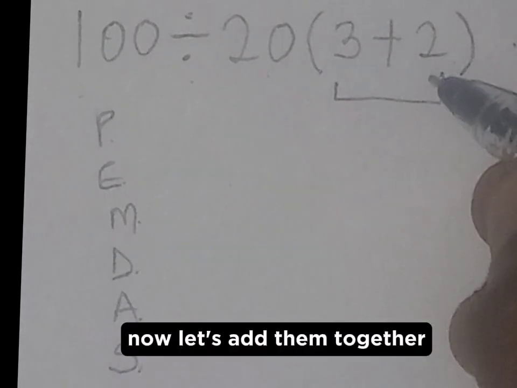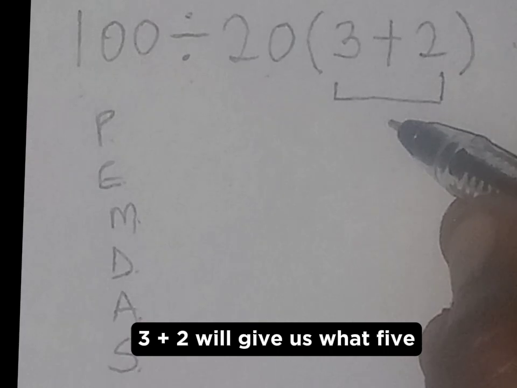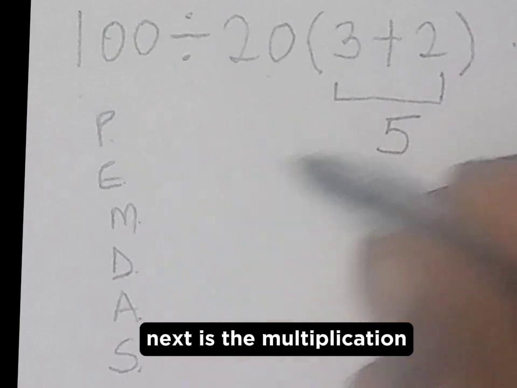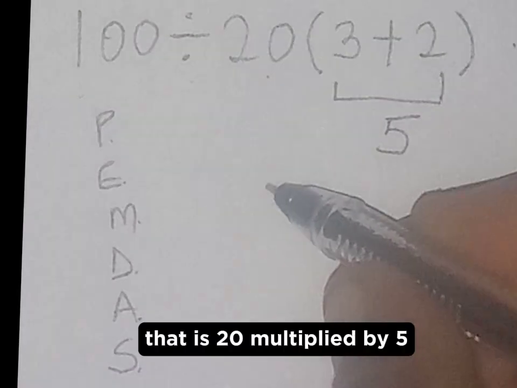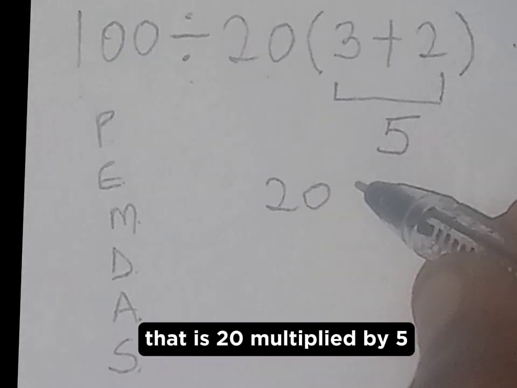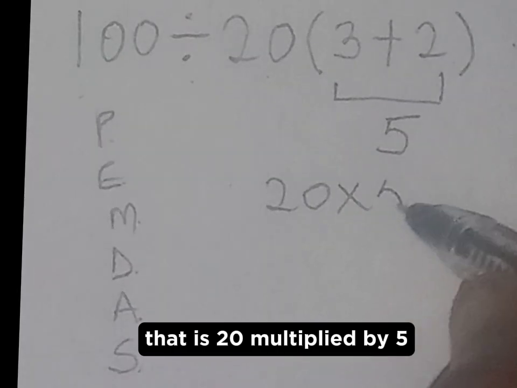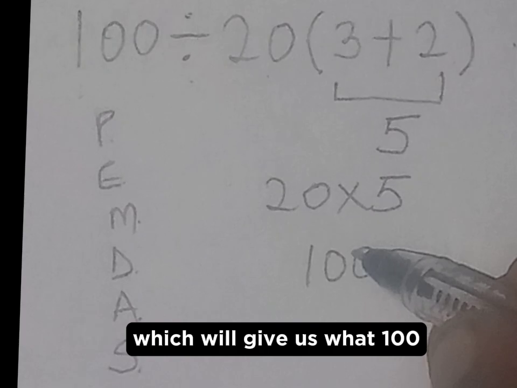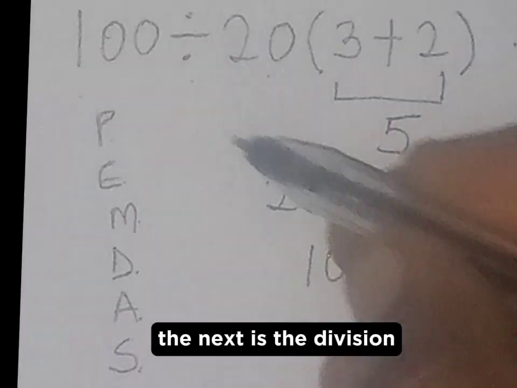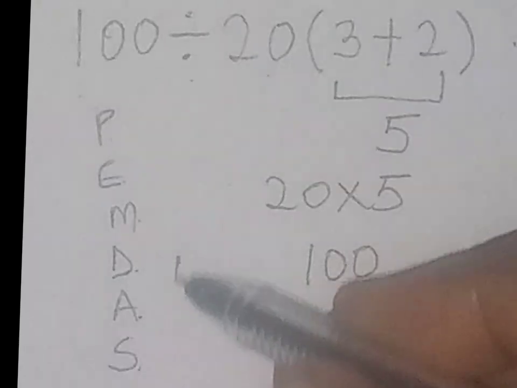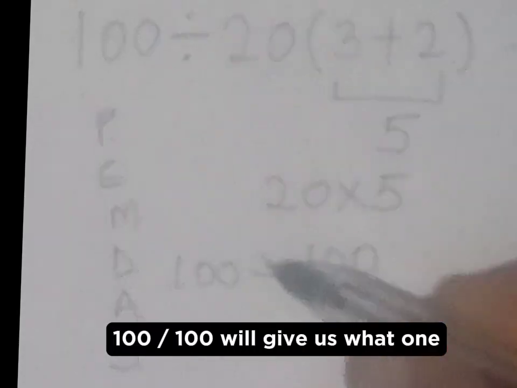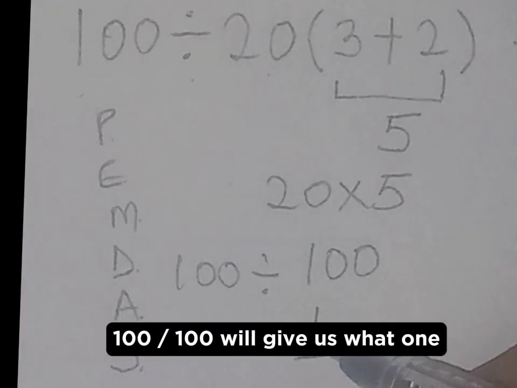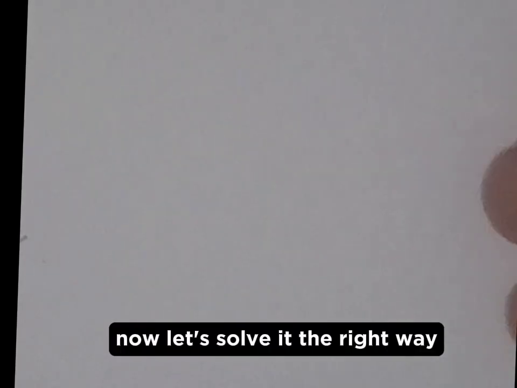Now let's add them together. 3 plus 2 will give us what? 5. Next is the multiplication, that is 20 multiplied by 5, which will give us what? 100. The next is the division. 100 divided by 100 will give us what? 1. Now let's solve it the right way.